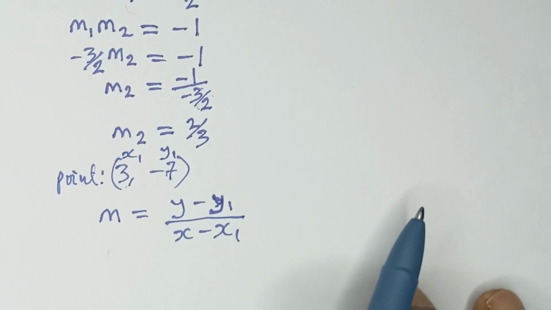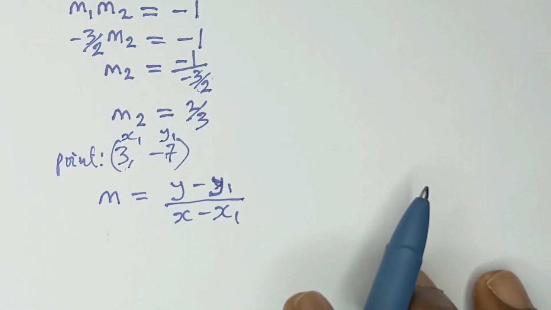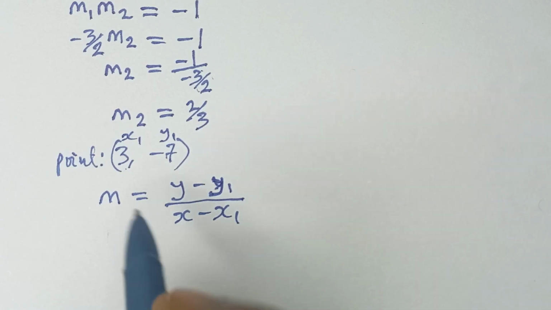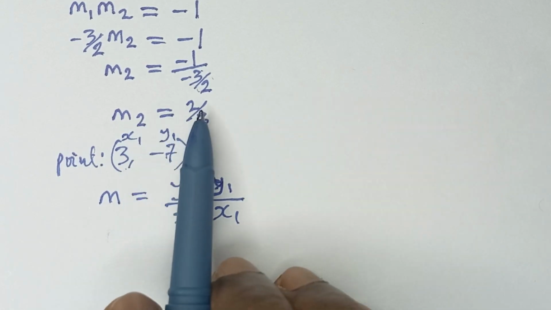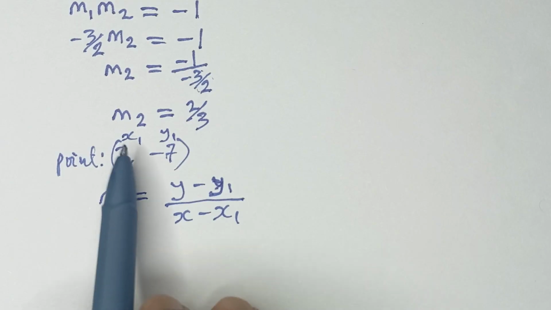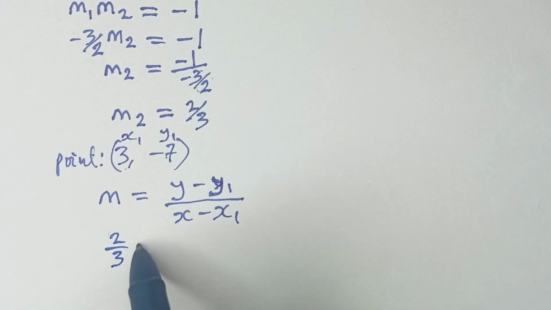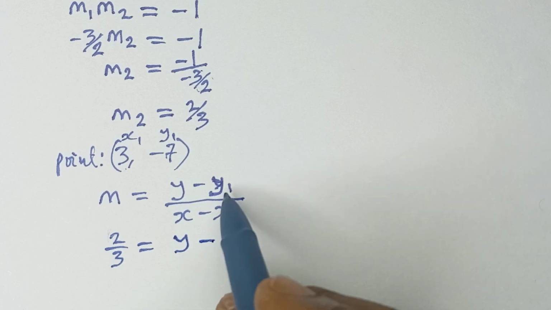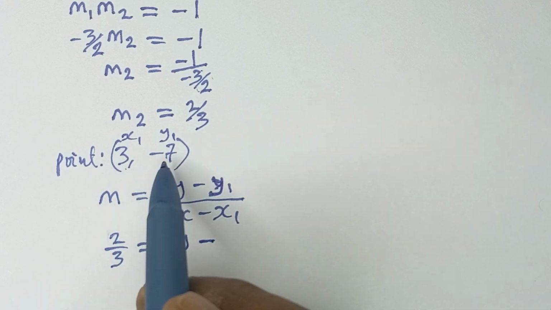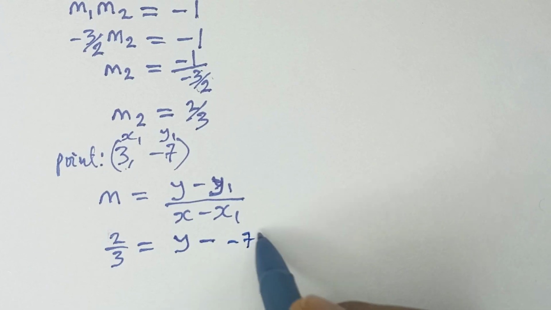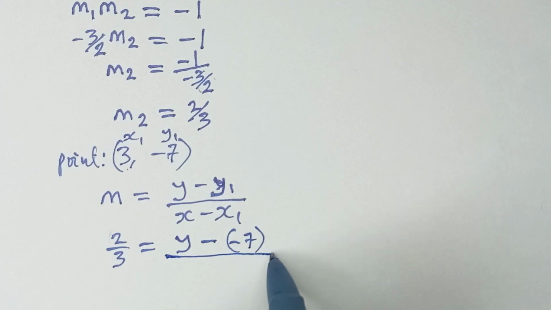So from there now, we can substitute values to look for the slope of the new line. Don't forget the slope of the new line as we have obtained here, which is m2, is 2/3. So in place of this m, we present our slope as 2/3, the slope of the new line that we're looking for. And that will be equal to y minus y1. The value of y1 is -7, so y minus -7, then all over x minus x1. x1 is 3, which is written there.